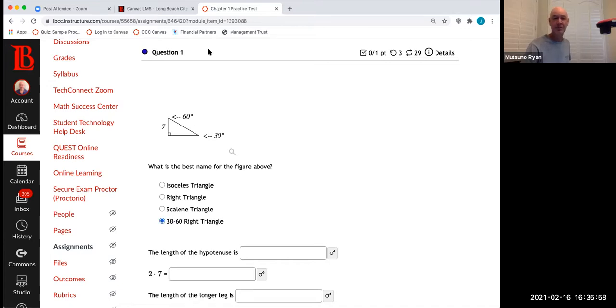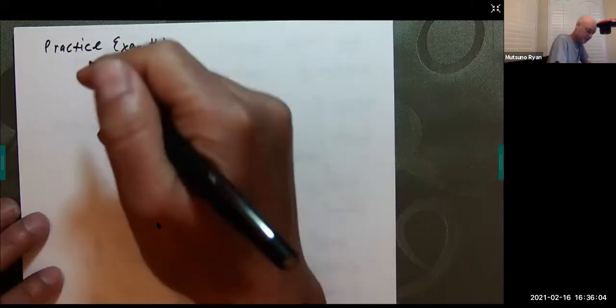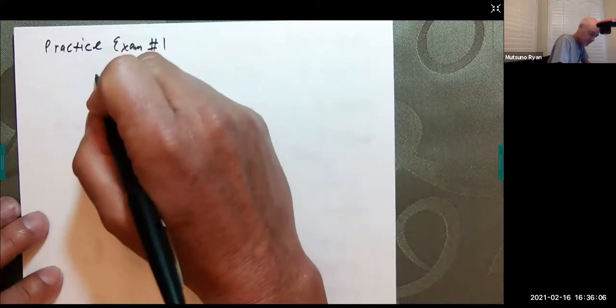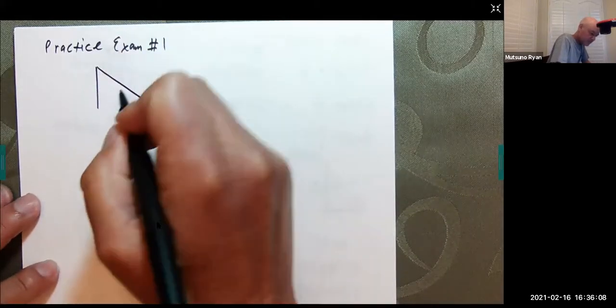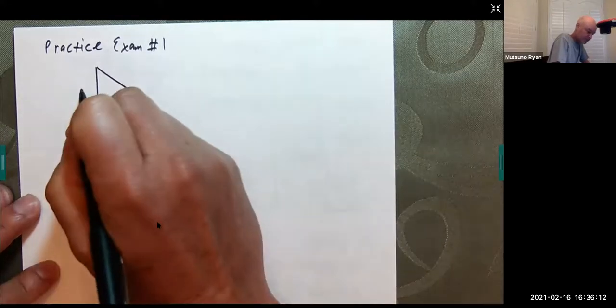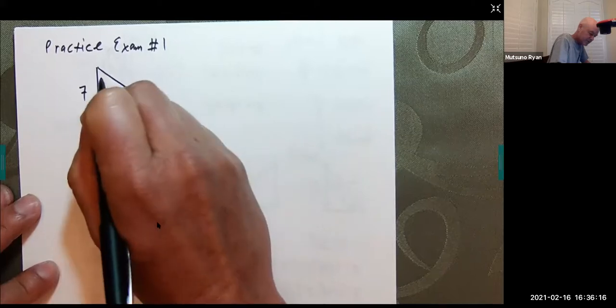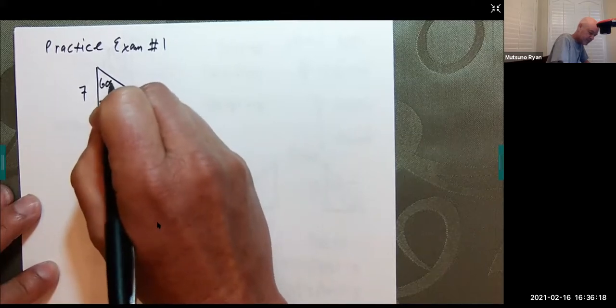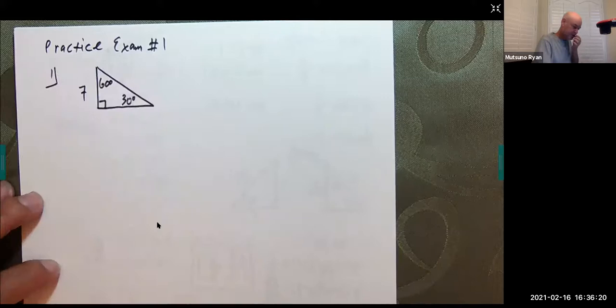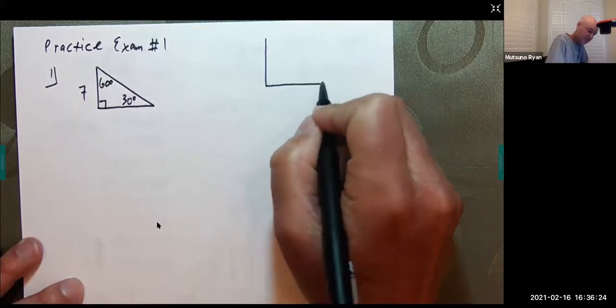I want to switch back. And I want to draw here. We have a 7 here. We have 30 degrees here, 60 degrees here. This is problem number 1. And I want us to go back to a generic 30, 60, 90 right triangle.